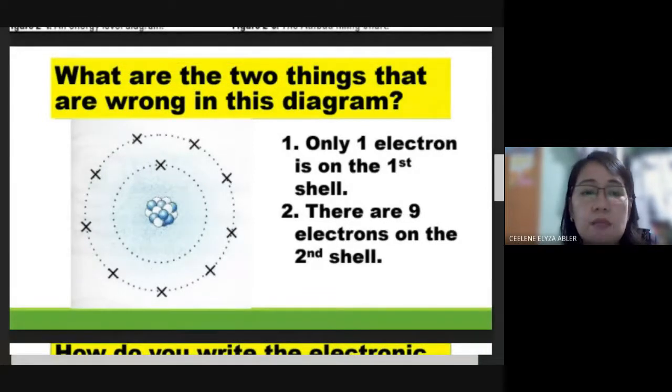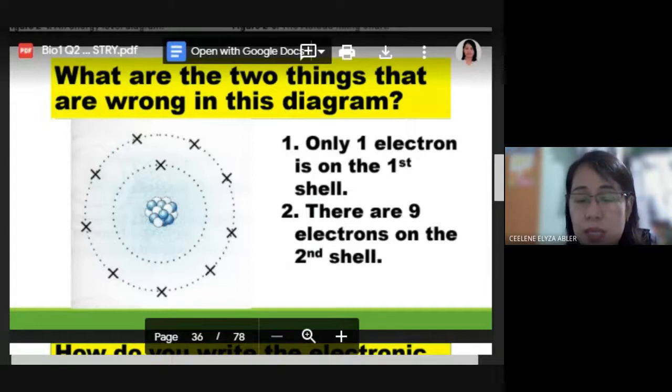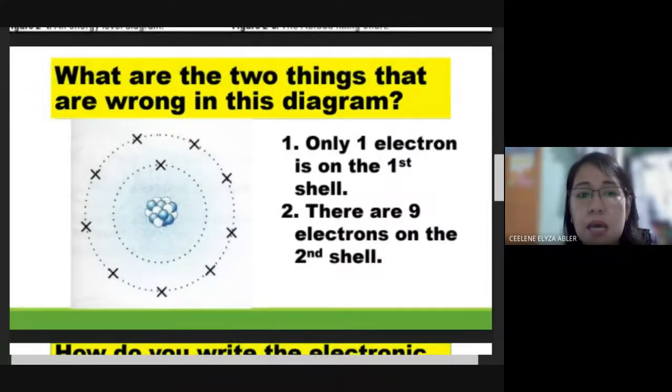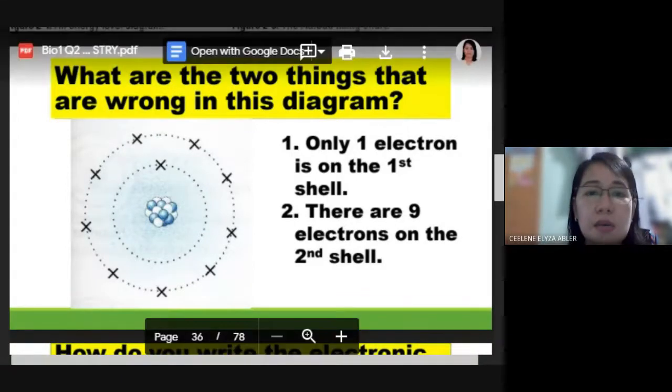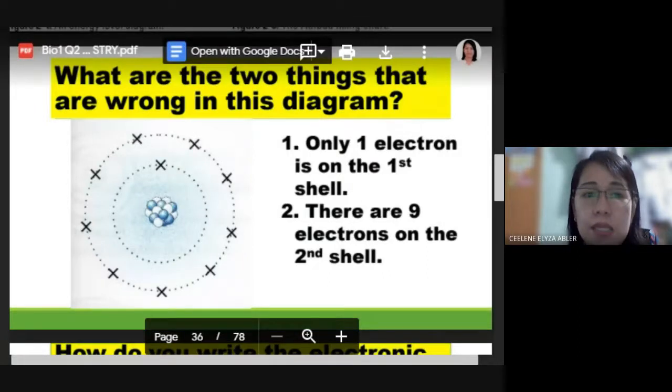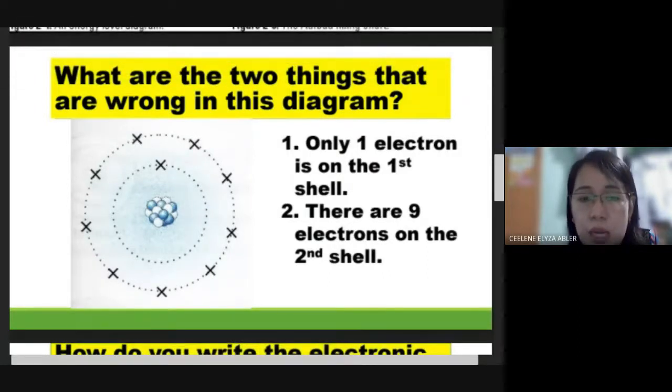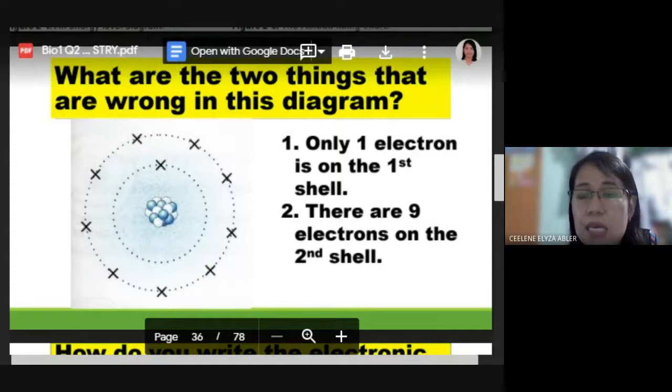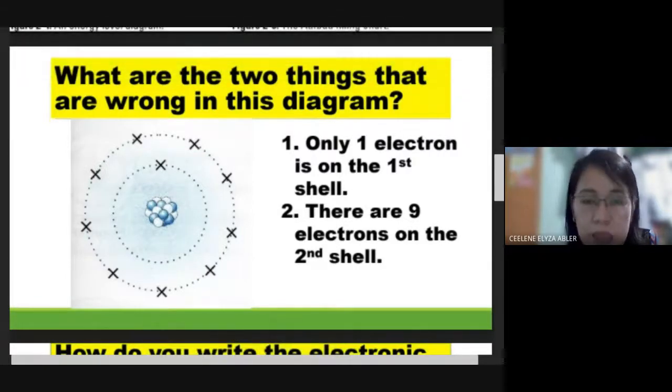Okay, so for this one, ano yung mali daw sa diagram na ito? So just imagine that the crosses actually are your electrons. Ang tandaan ninyo, always fill up the first shell with 2 electrons before you fill up the second na shell. Okay?